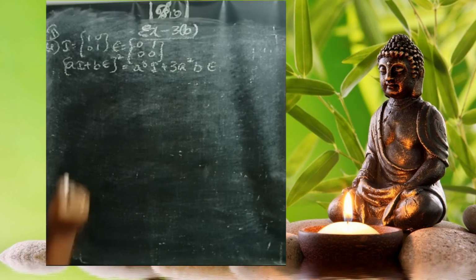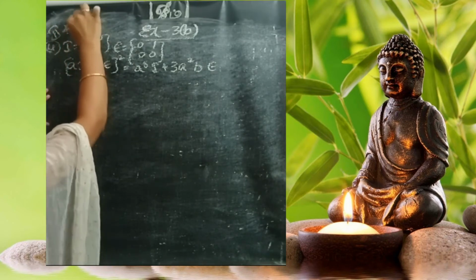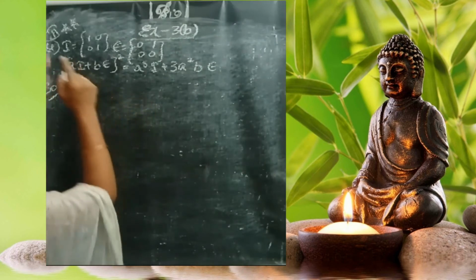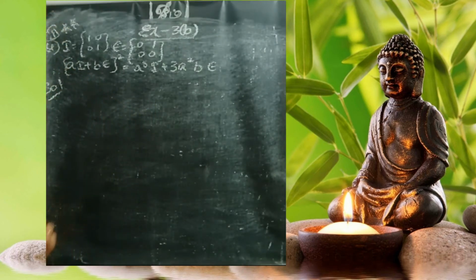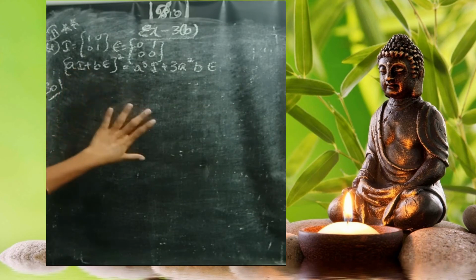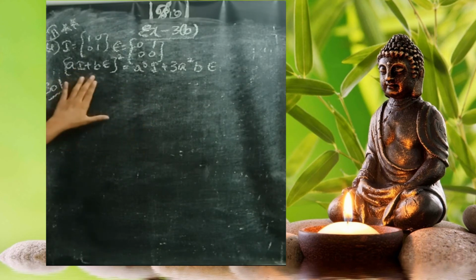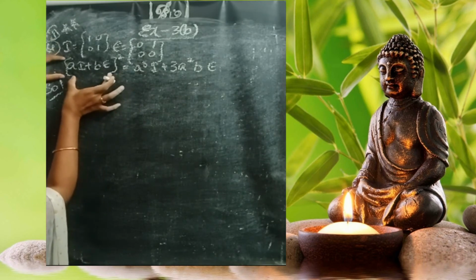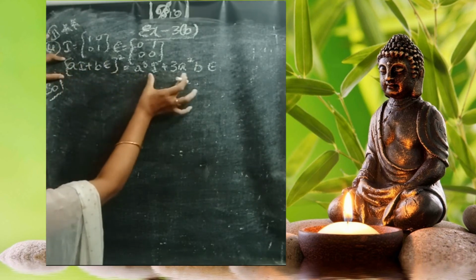Our next problem is very important. They have asked it many times. It is simple. They have already given the I matrix and the E matrix, and you have to substitute here. First, we have to prove this: (AI + BE) whole cube equals this.